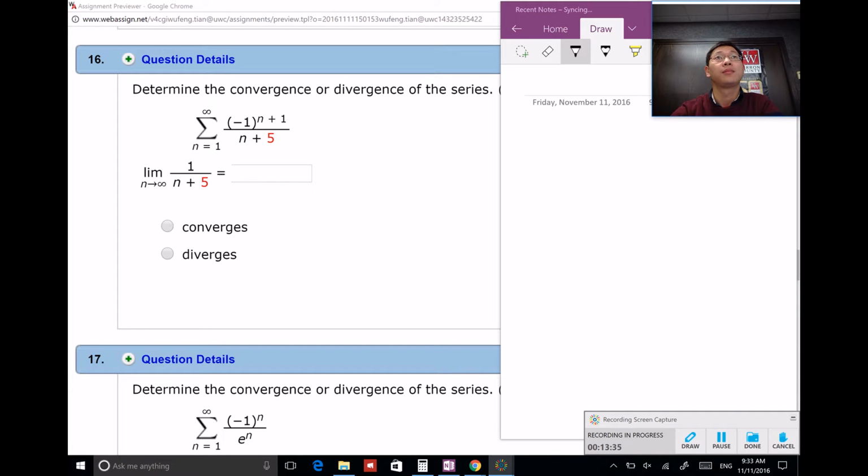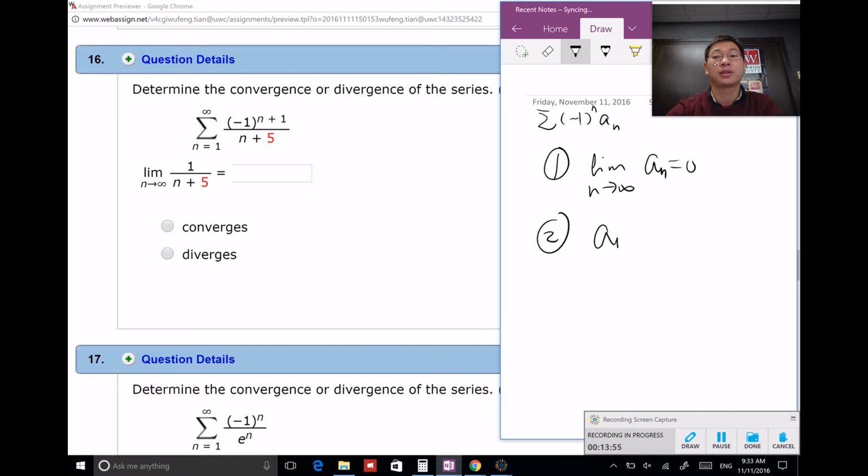I can't quite remember. Alternating series, what do we need to do? For an alternating series, first is a limit: as n goes to infinity, an equals 0. That's the first requirement. For an alternating series, negative to the power n, a to the power n, right? Second requirement, an plus 1 and an, less than, bigger than, or equal.